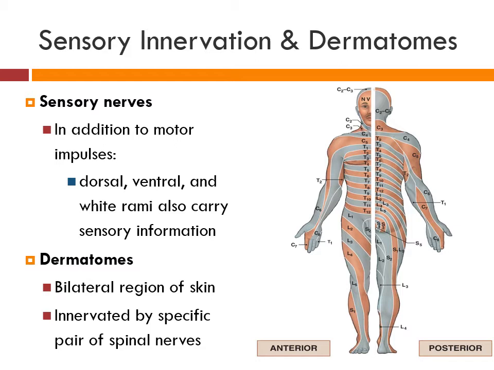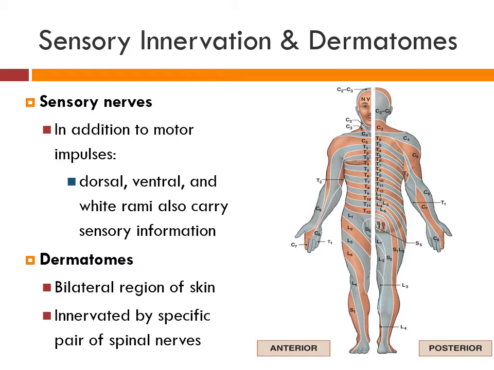So dermatomes are bilateral regions of the skin that are innervated by a specific pair of spinal nerves. So you can look at this picture and see this sort of map on the body. And we use this clinically to determine what spinal nerve might be compromised if we have a patient who comes in with, say, arm pain or neck pain or back pain, leg pain.